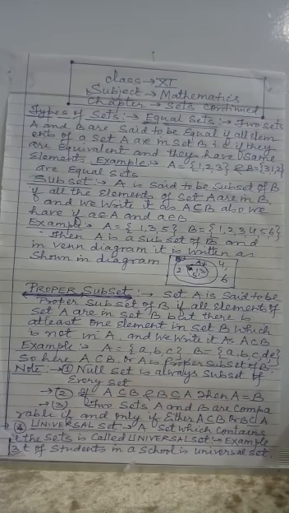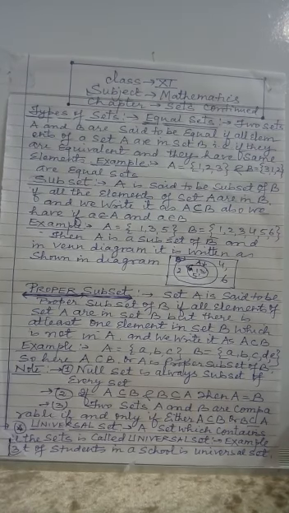So I have first taken here, besides what I discussed in my last lecture, equal sets. Two sets A and B are said to be equal if all elements of set A are in set B. That is, if every element of set A is an element of set B, then A is a subset of B. That is, if they are equivalent.